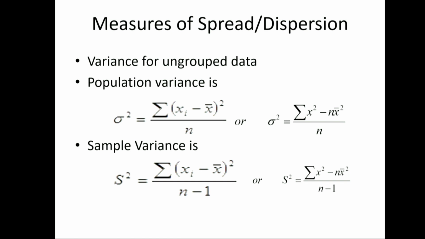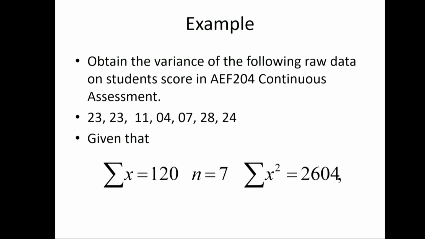Now, to illustrate this, let's consider the following example. We are to obtain the variance of the following raw scores of students of AEF 204 continuous assessment. Their assessment is over 30. The first person scored 23, another 23, another 11, then 4, 7, 28, and 24. To obtain the variance, we need some information. We need the sum of x, that is 120, where you sum everything: 23 plus 23 plus 11 plus 4 plus 7 plus 28 plus 24 gives us 120. The number of students is just 7.